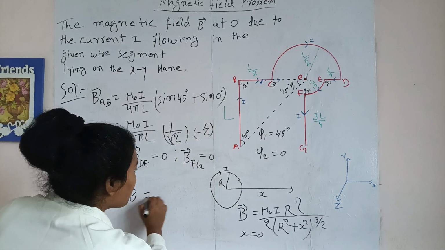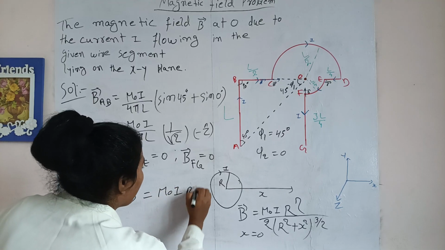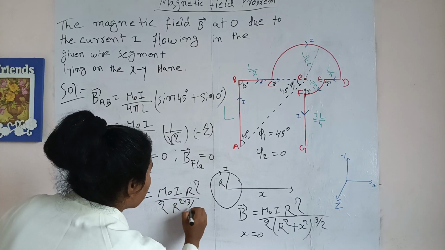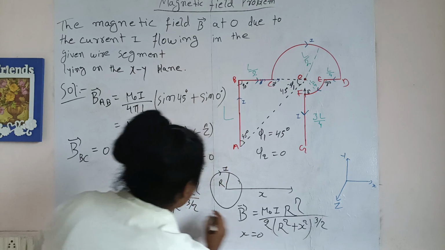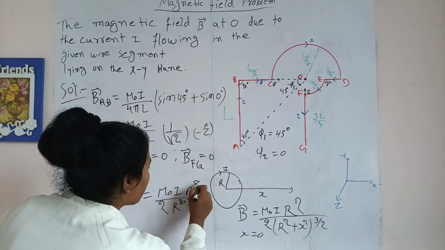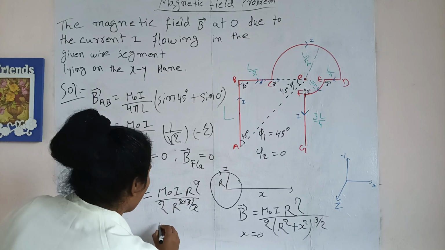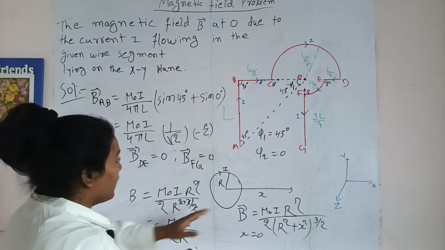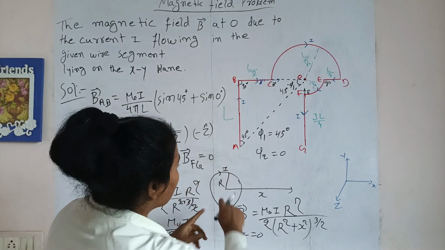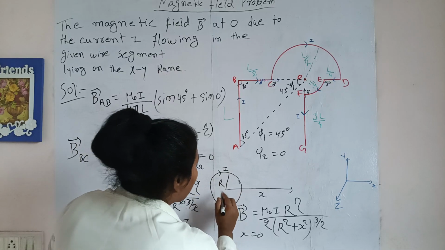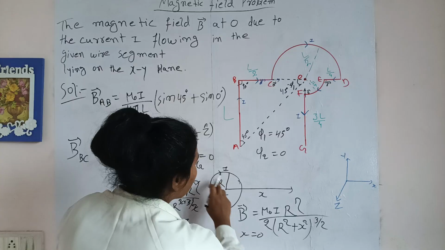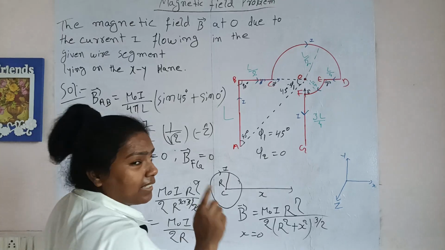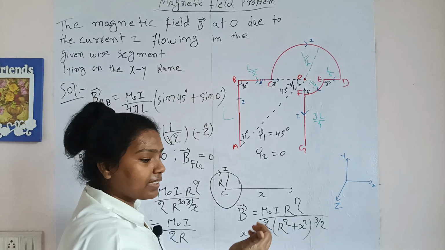Then B will be mu naught I r square by 2 r square power 3 by 2, because this function has been 0. This 2 cancels, it becomes r cube, here the square cancels, it becomes 1. So the result is mu naught I by 2r. So for a circular wire which has a current I, the field at the center of this circle due to this current becomes mu naught I by 2r, and the direction of this current is again given by the right hand thumb rule.